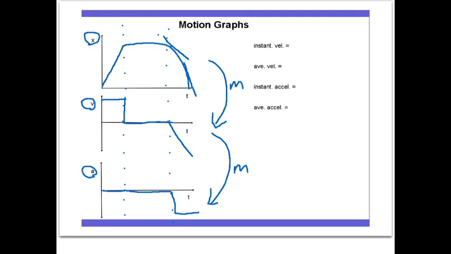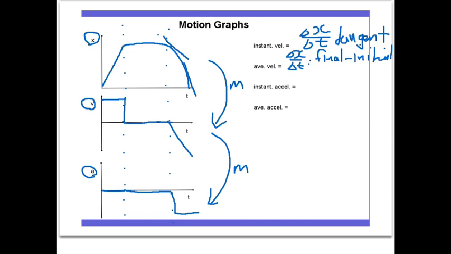So instantaneous velocity is rate of change of position over time. Instantaneous velocity, that would be from a tangent to any one of these points. Average velocity will be final minus initial. So that's again change in x over change in time, but that can be final minus initial over time.